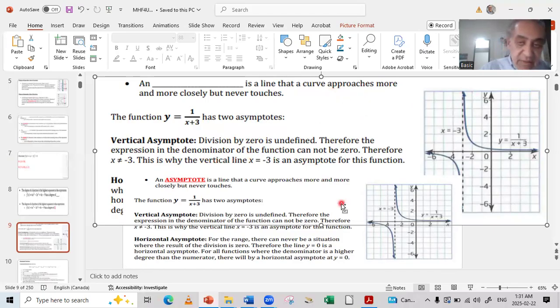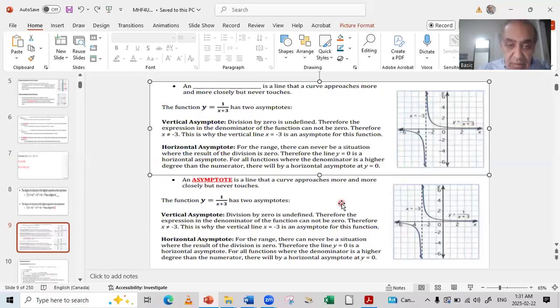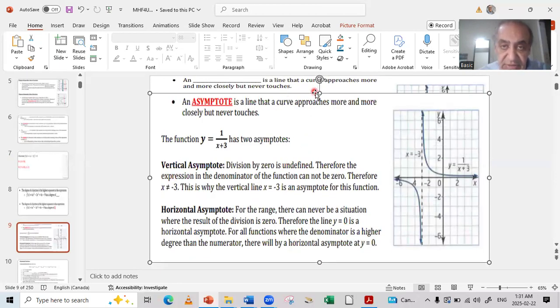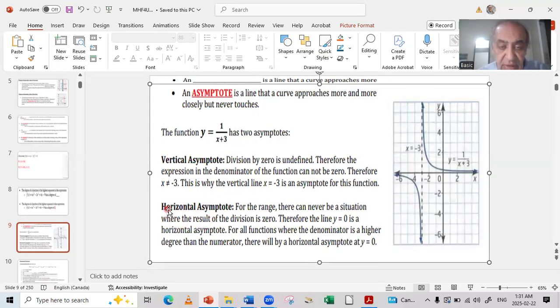So let's go back. Here we go. Let me enlarge this one. And you can see here as well, that's why we have a horizontal asymptote. This is the horizontal asymptote. When y does not equal 0, there is the line y equals 0. This is called the horizontal asymptote. Simply, y can be any other number, but cannot be 0.